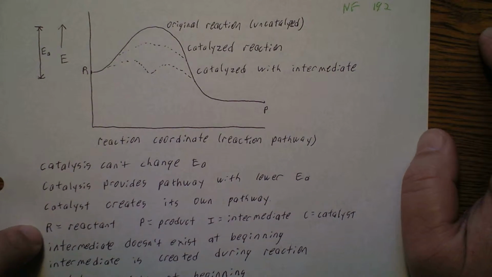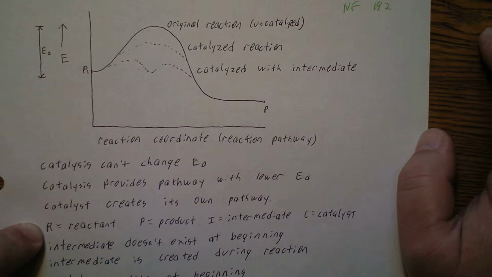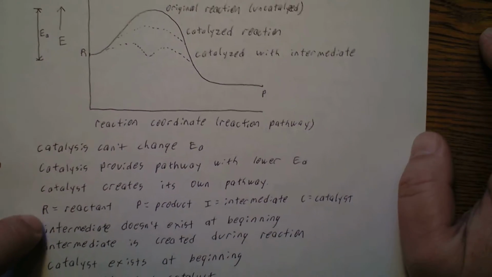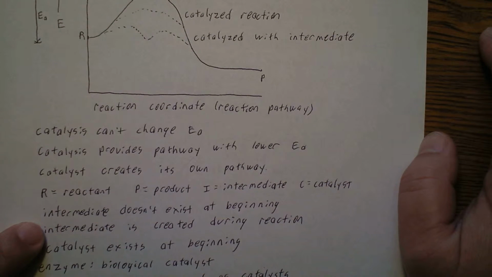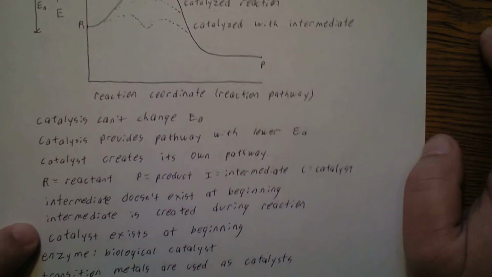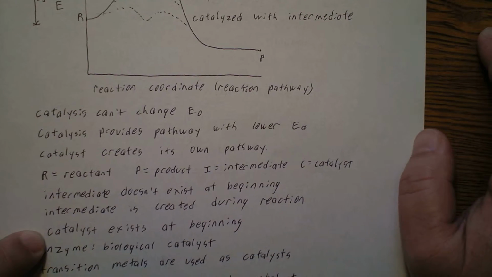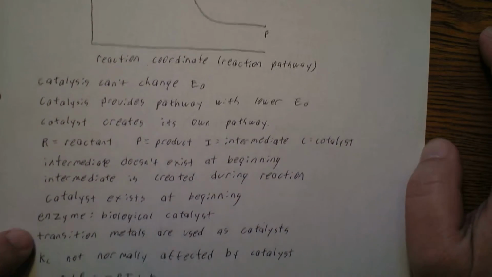Now remember, capital R in this case is reactant, not the gas constant. Capital P is product, not pressure. I is going to be intermediate, not iodine. And C is going to be catalyst, not carbon. So the intermediate doesn't exist at the beginning. The intermediate is created during the reaction. The catalyst exists at the beginning and it still exists after the reaction.